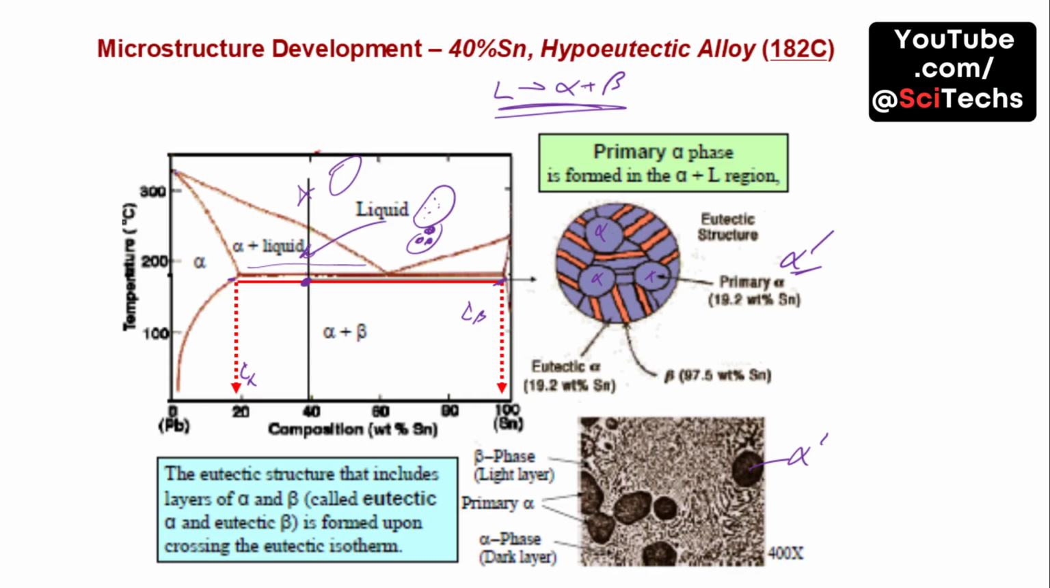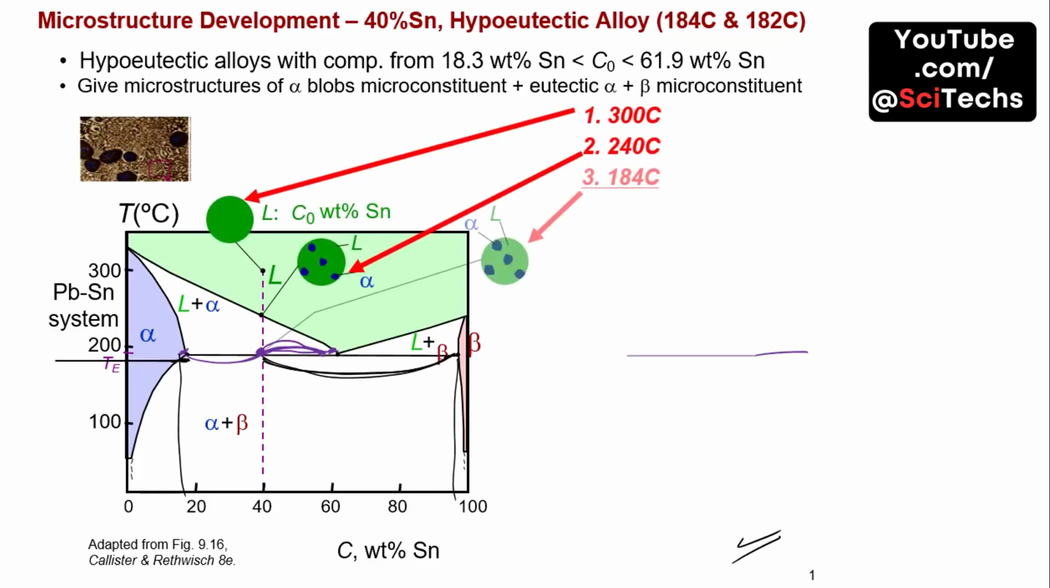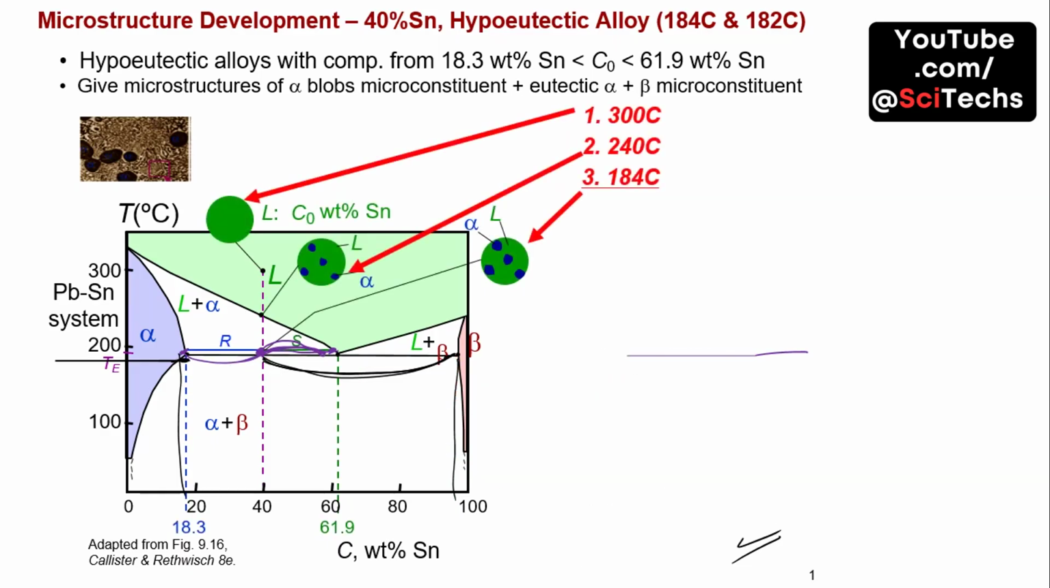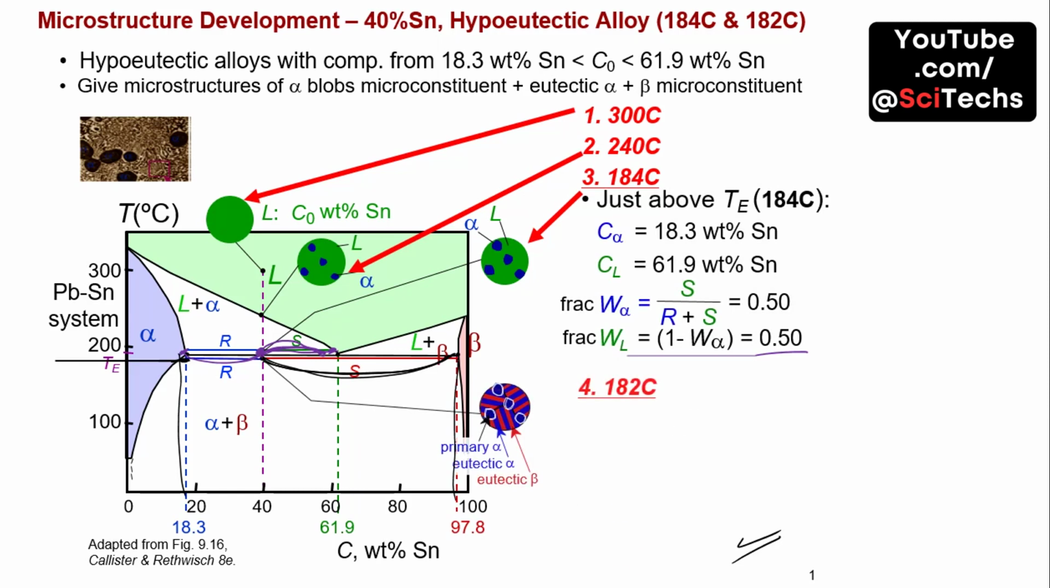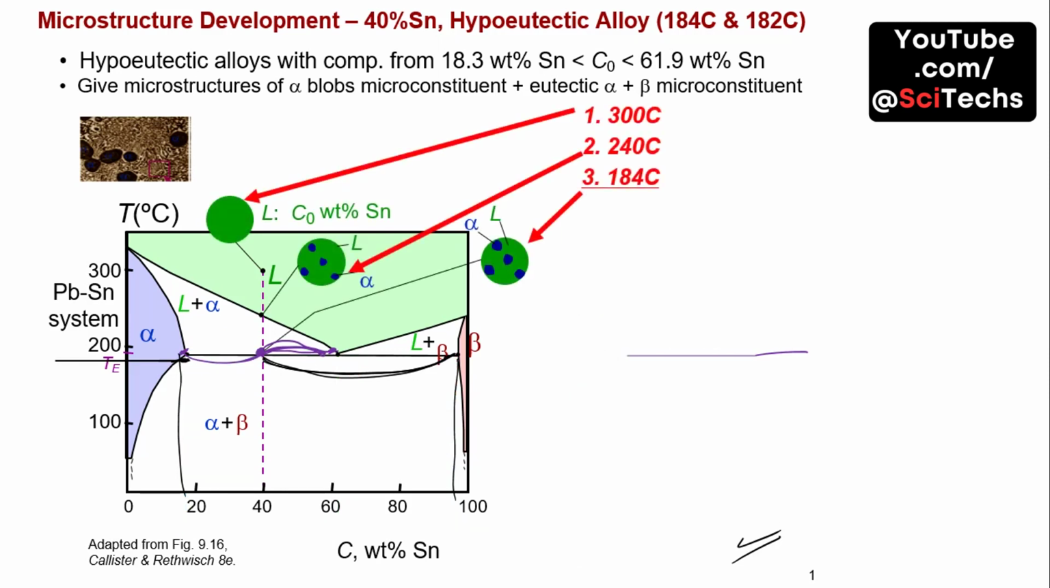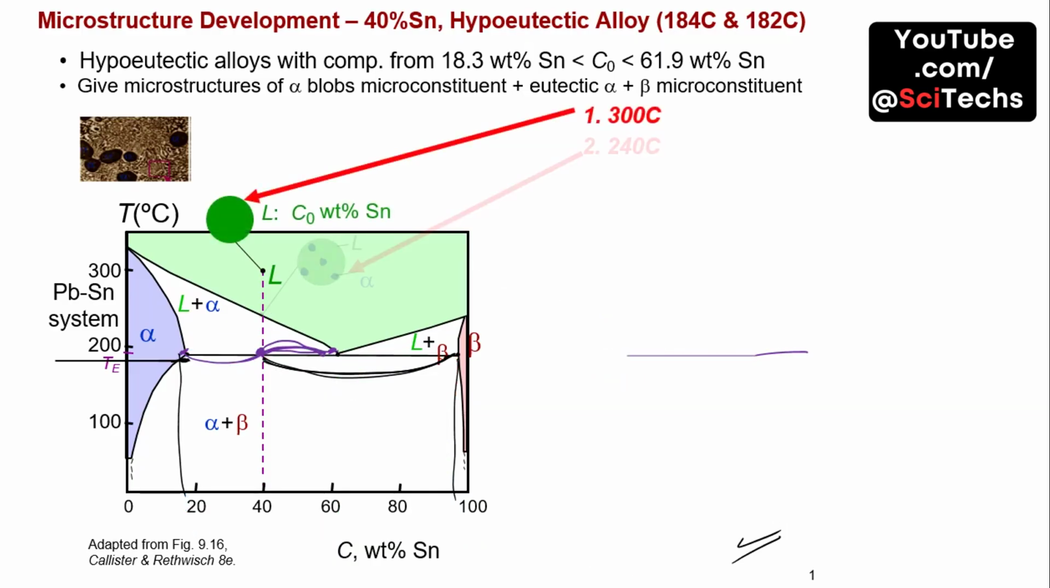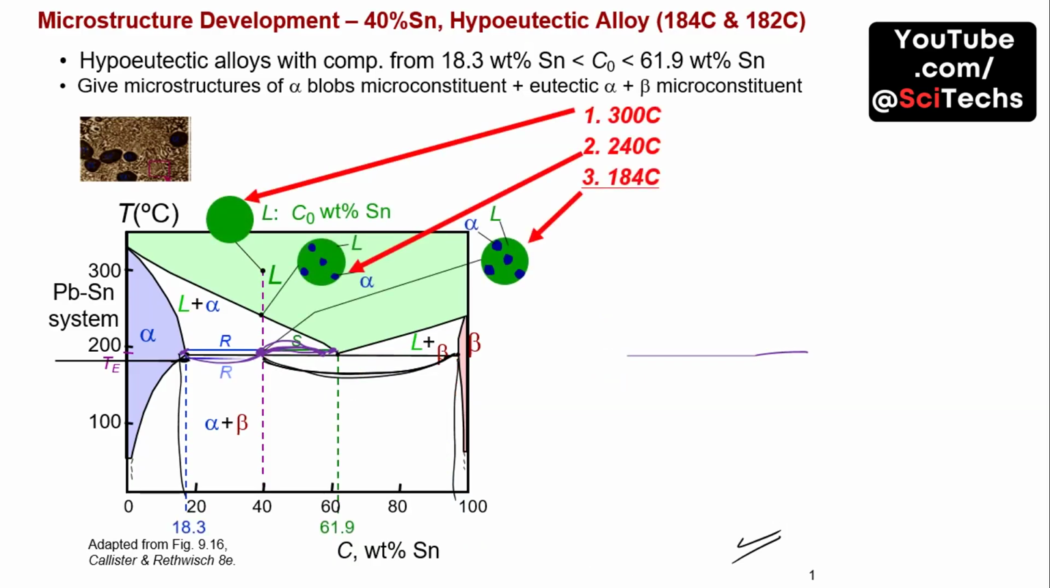The eutectic structure consists of layers of alpha and beta, forming around the eutectic isotherm. Hypoeutectic alloys with compositions from 18.3 wt% Sn to 61.9 wt% Sn show various microstructures. These include microconstituents like alpha and beta phases, and the eutectic structure, which significantly affects the mechanical properties.